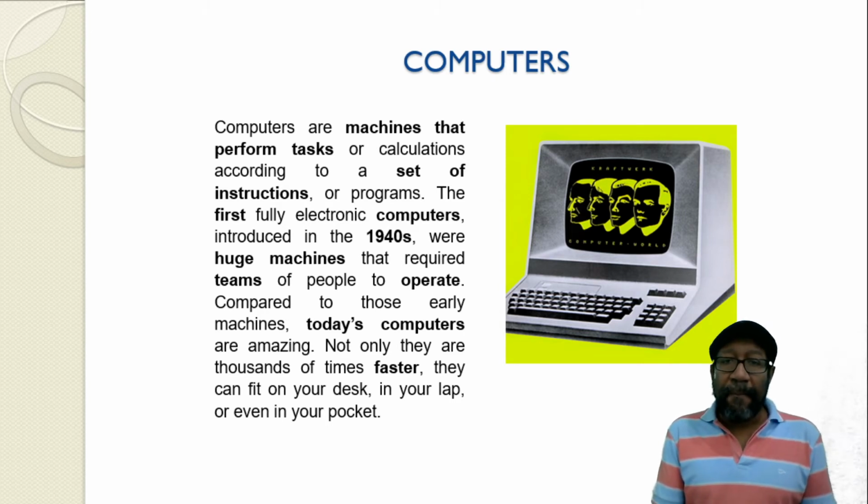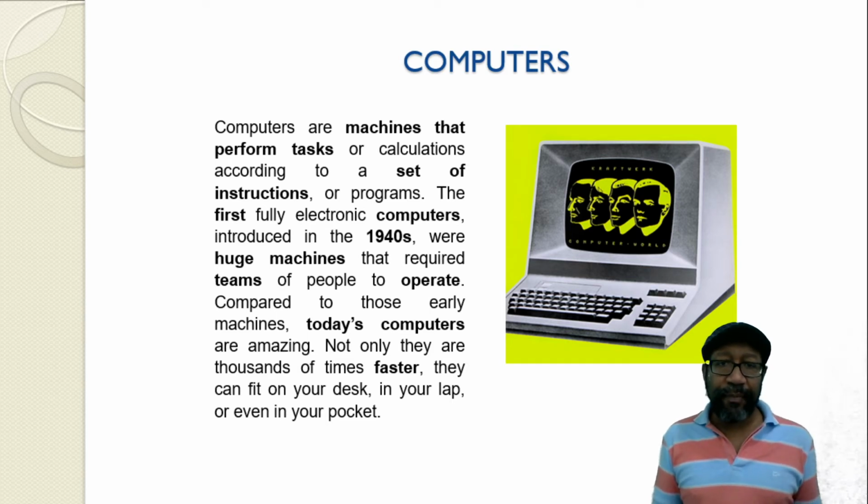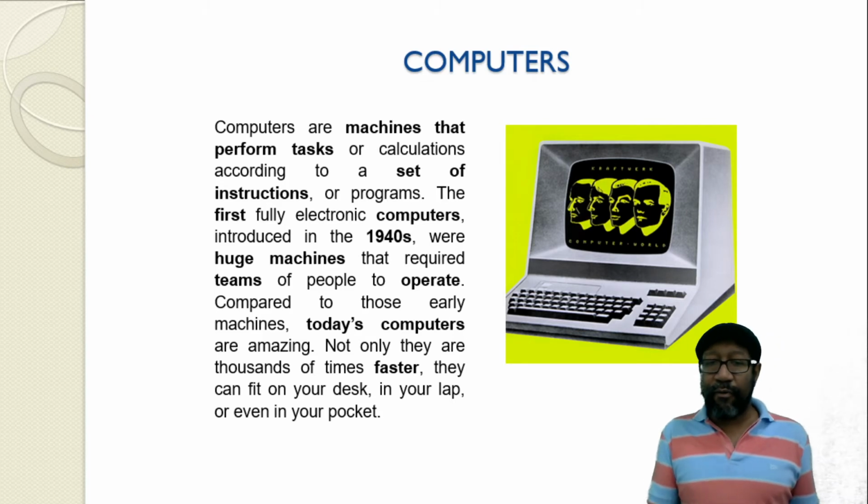So, machines that perform tasks, they follow a set of instructions. So you see here first the definition. Then we go a little bit into history. The first computers were developed in the 1940s. They were huge machines and they required teams of people to operate.